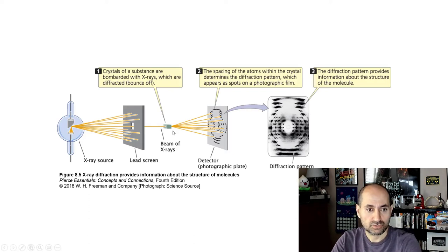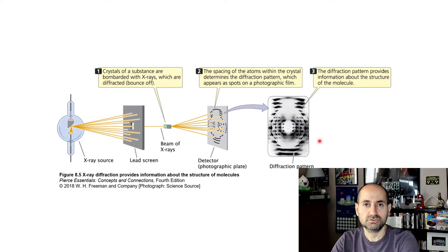And once you have your crystal formed of DNA or protein or whatever else you're trying to figure out the structure of, you would then bombard the crystal with X-rays. So X-rays go through a lead screen. They strike the crystal embedded with DNA. And then there's a diffraction or a bouncing off that happens of those X-rays. And that diffraction is captured on a detector, a photographic plate. And then once you have that data, you can analyze the diffraction pattern, and that will reveal the structure of the embedded substance in the crystal.